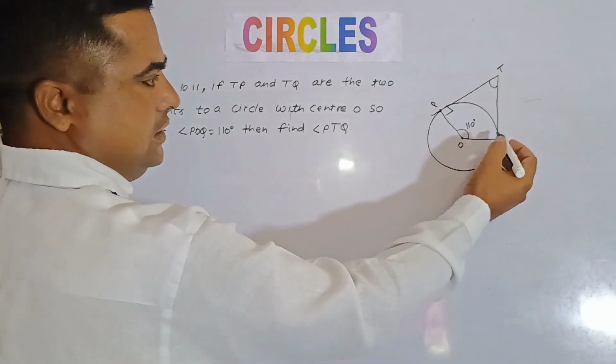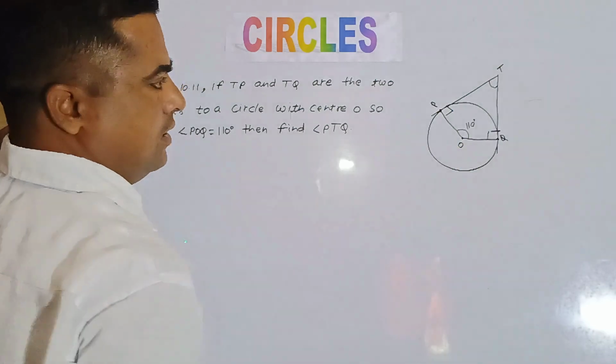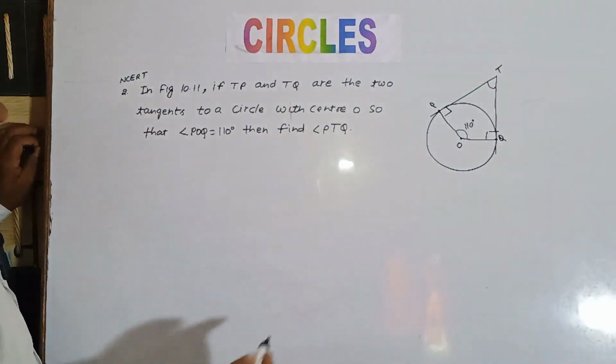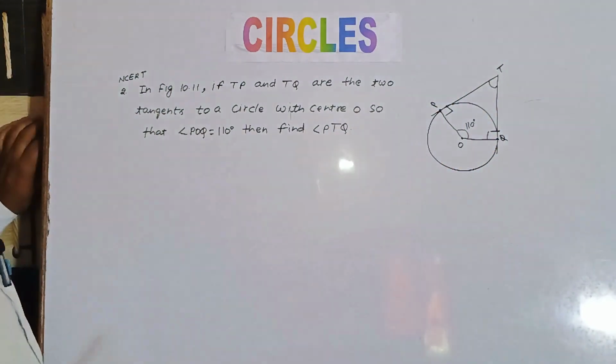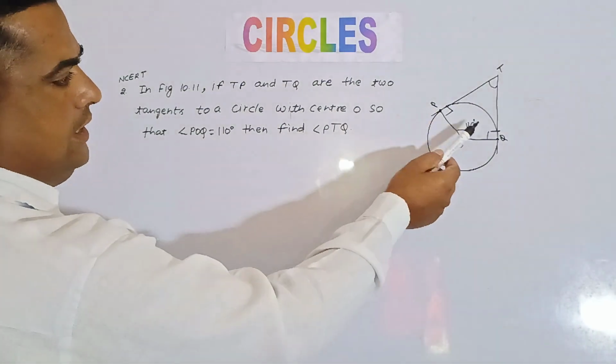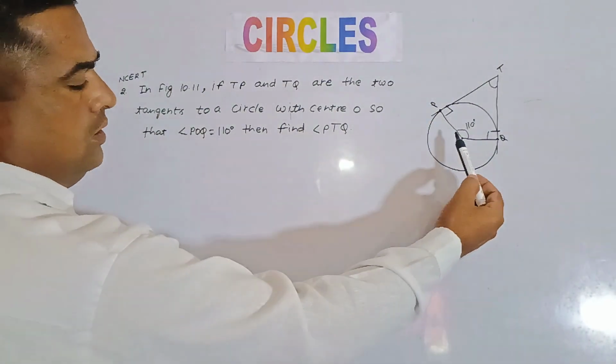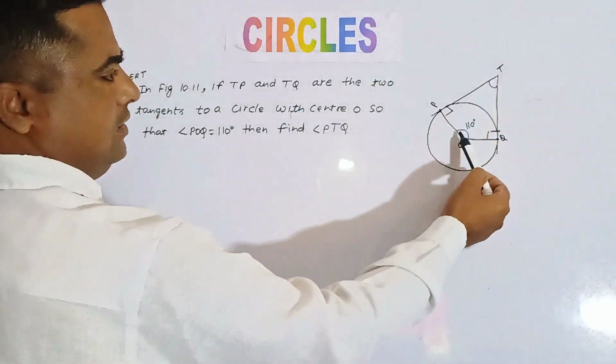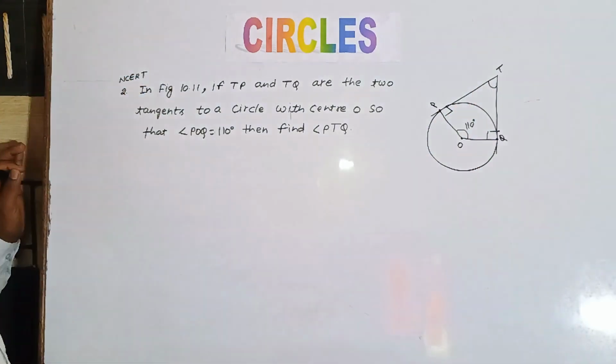This is radius, this is tangent, so this angle will be 90 degrees. Now we know very well, this is a quadrilateral and the sum of all the angles of a quadrilateral will be 360. Now this is 90, 90, 180. So the sum of opposite angles will be 180 degrees.